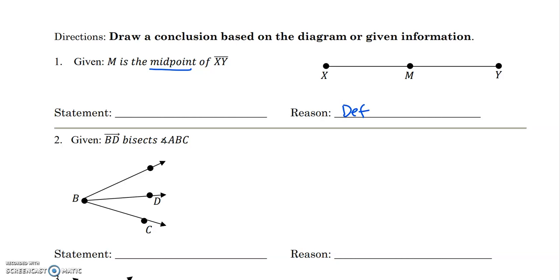So honestly, all of these examples here, we're going to be using definition of midpoint. What does it mean for something to be the midpoint? We know it's going to mean that this segment and this segment are equal or congruent. Either is fine.